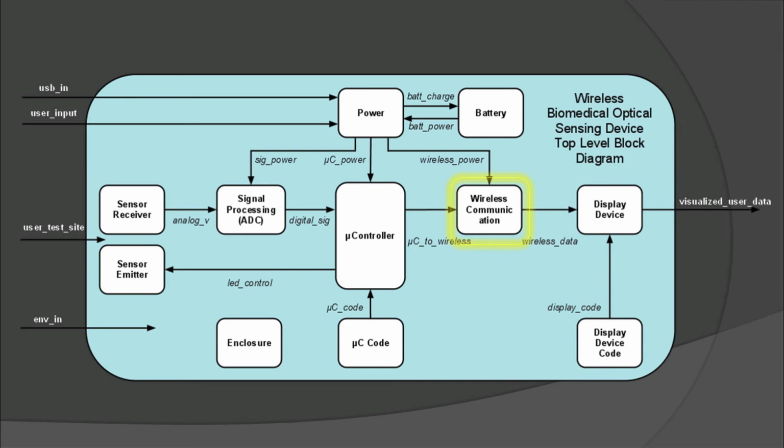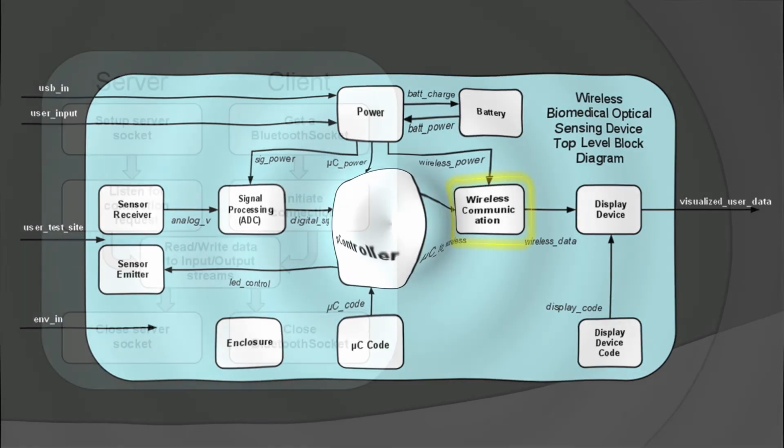The wireless communication block accepts the data from the microcontroller and transmits it wirelessly over Bluetooth to the display device. This is accomplished using a Roving Networks Bluetooth module utilizing serial port profile. This allows serial data to be sent to a paired Bluetooth device, in this case an Android phone.